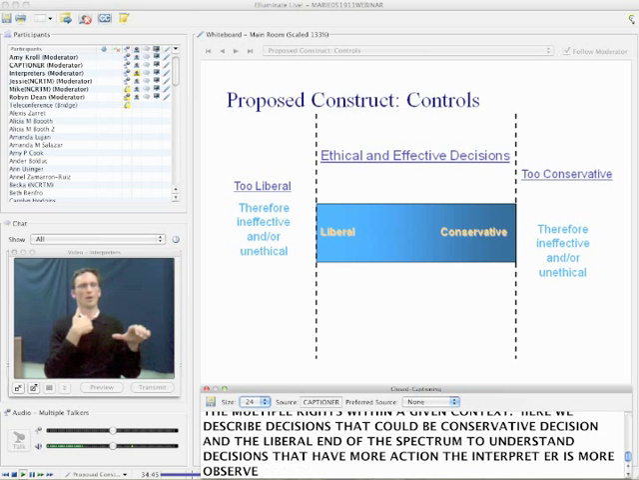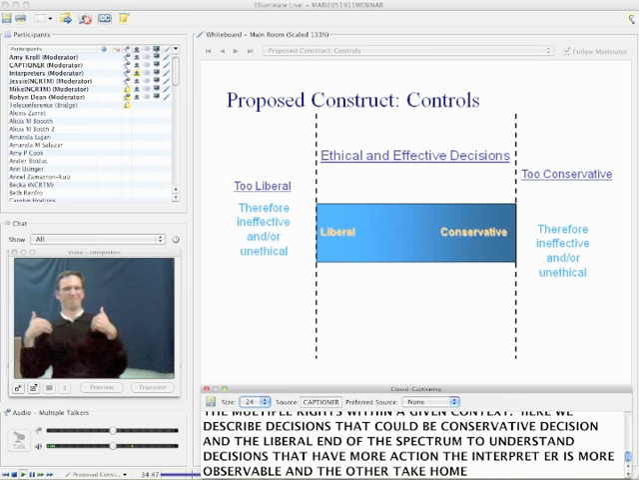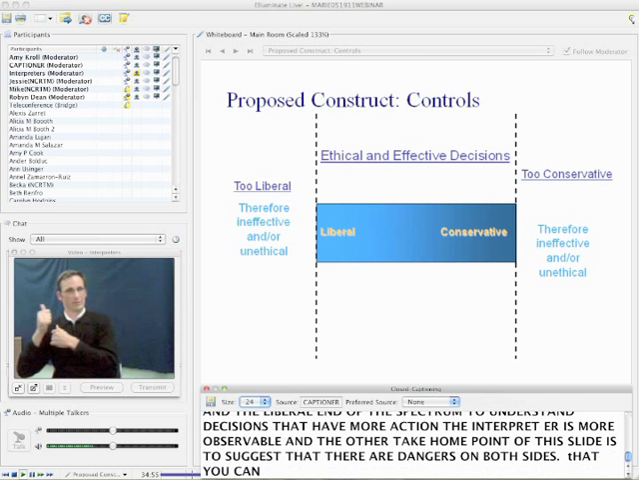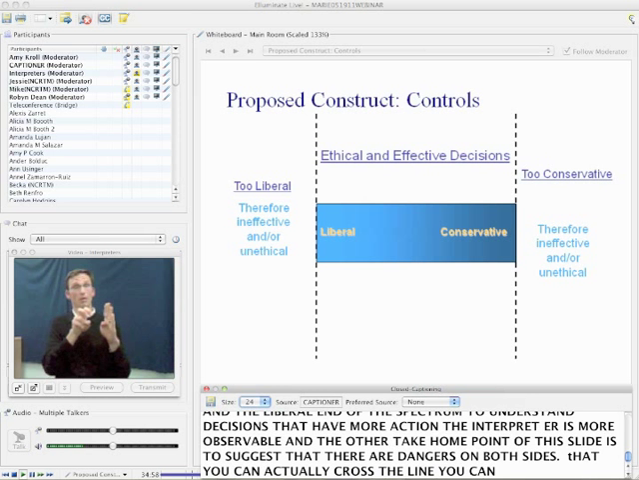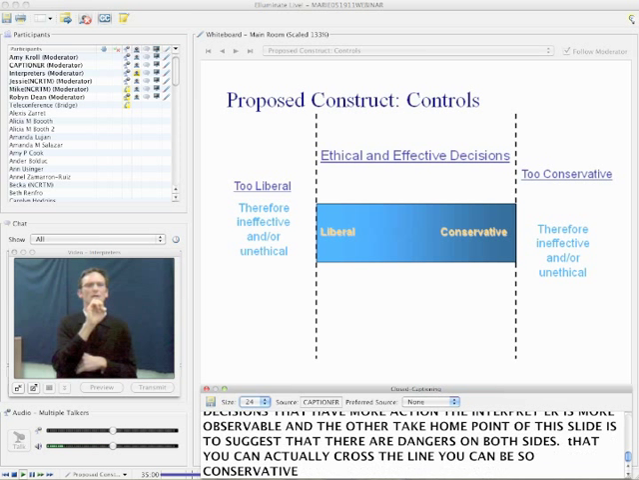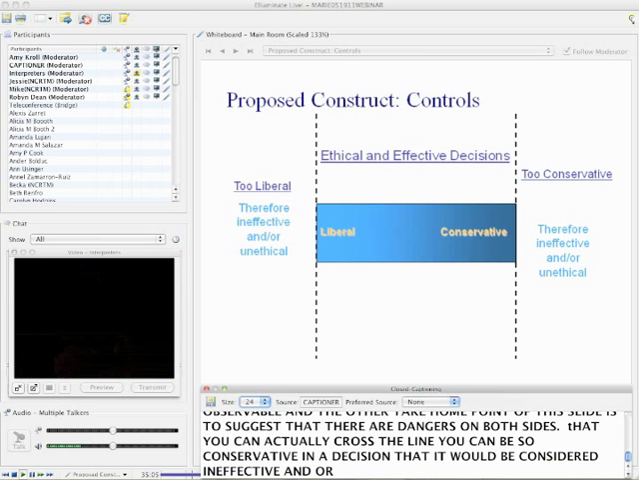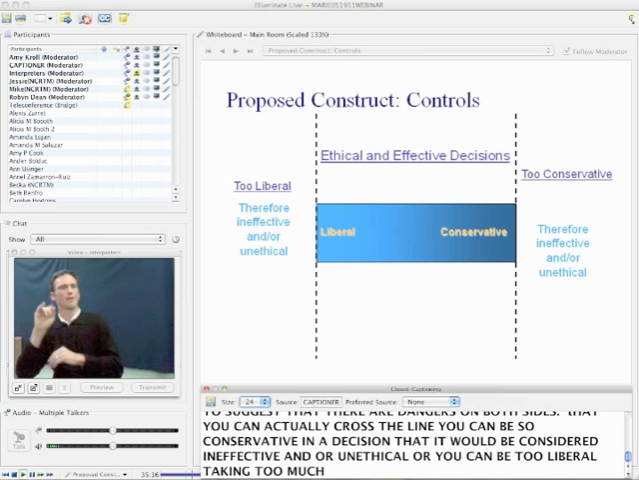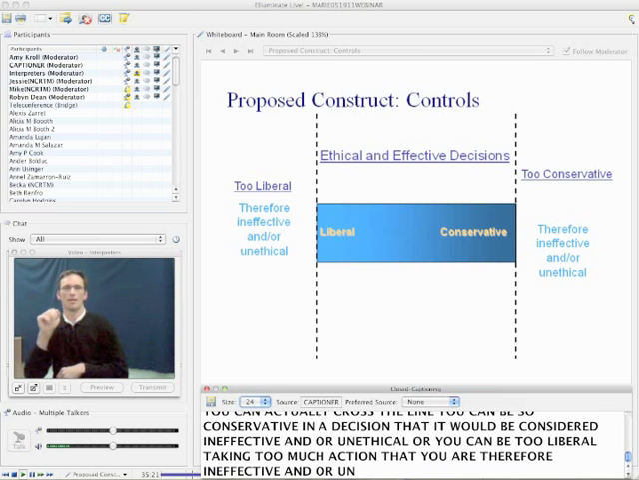The other important take-home point of this slide is to suggest that there are dangers on both sides. That you can actually cross the line. You can be so conservative in a decision that it would be considered ineffective and or unethical. Or, as we are more inclined to talk about and think about in the interpreting profession, as with other practice professions, quite honestly, you can be too liberal, taking too much action. That's true, therefore, ineffective and or unethical. Let's look at some examples.